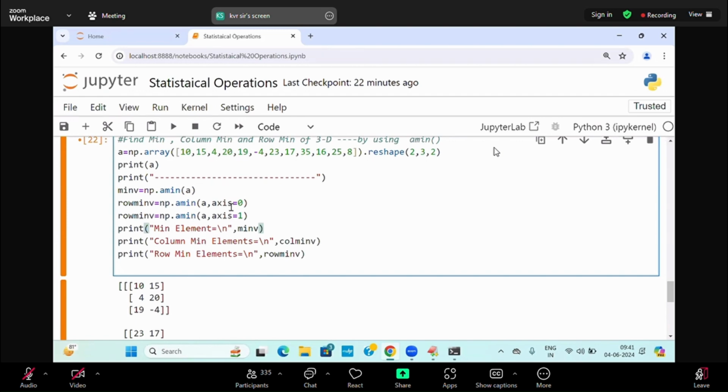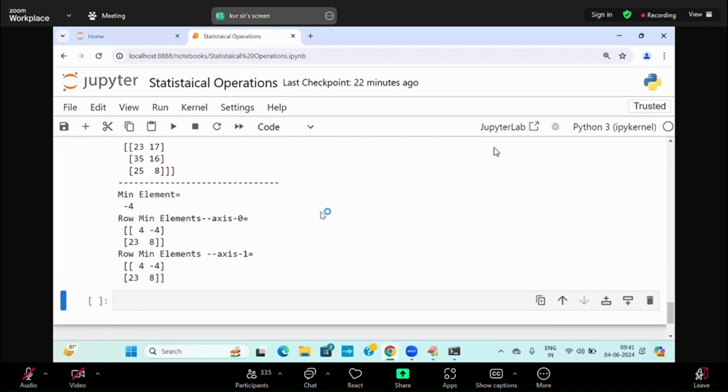Row min, axis is 0. Row min, axis is 1. Row min, what is an axis here? 0. Row min, axis is called what? 1. Axis is 1. So both of them I will write row min.